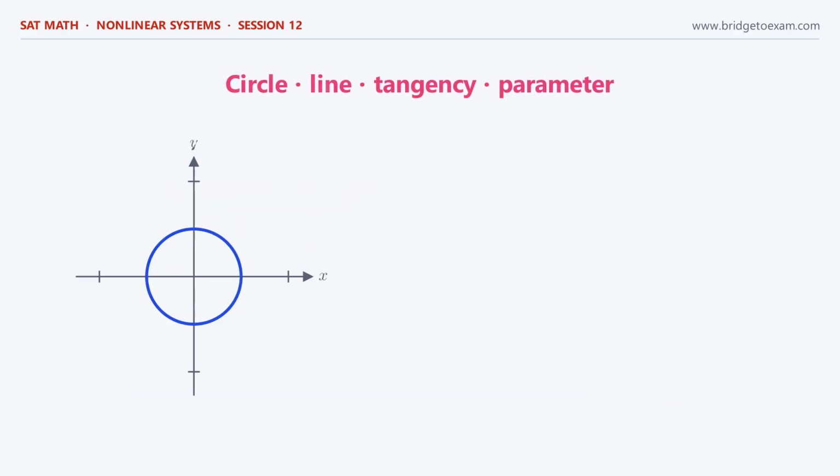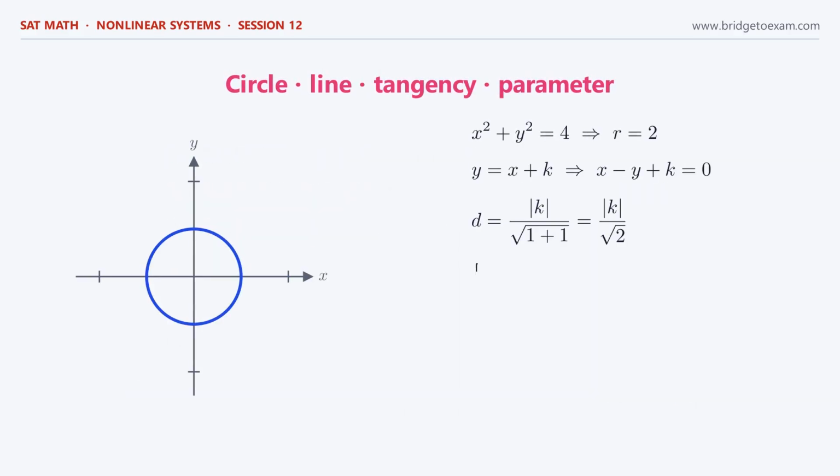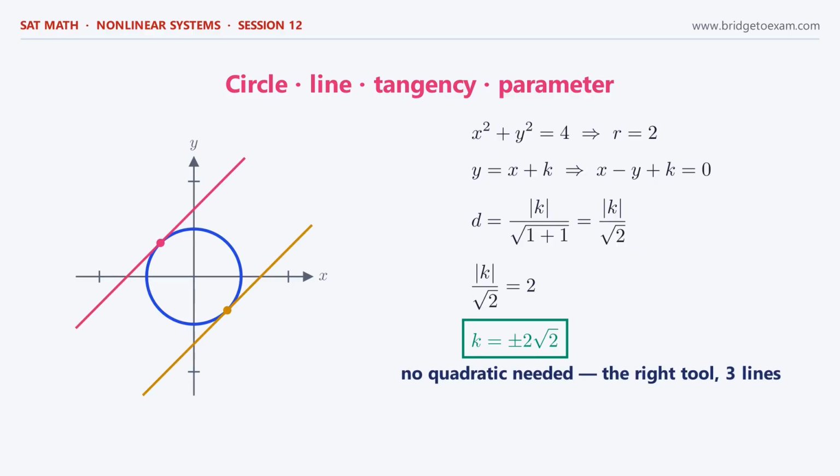Let's run the protocol on a genuinely hard one. The circle x squared plus y squared equals 4 and the line y equals x plus k are tangent. Find k. Step 1. Classify. Line and circle with a parameter. Step 2. Read the target. They want k, not a point.